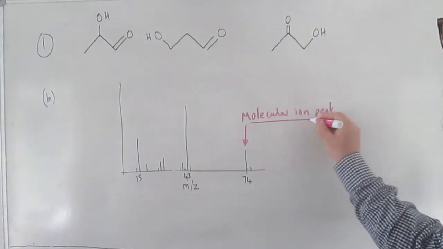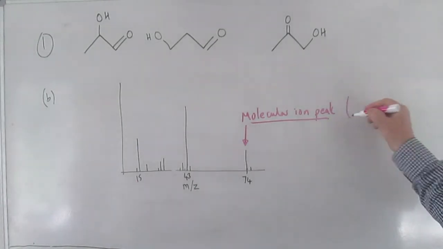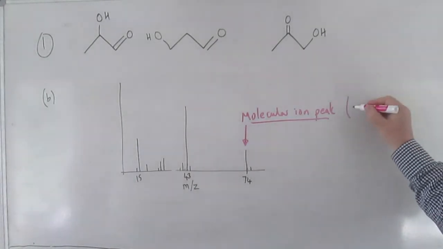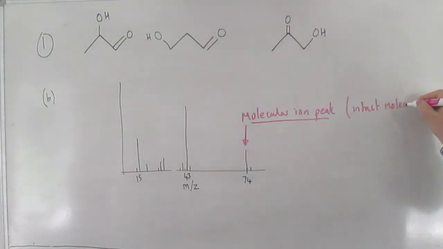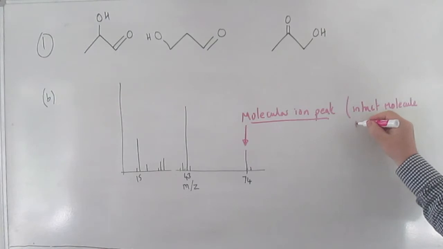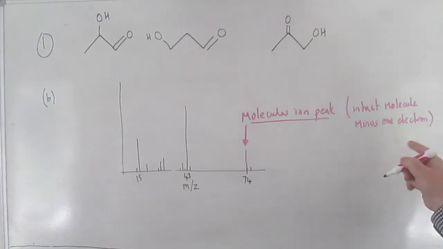Okay, which means that, and you can explain it if you want, although that would really be enough, but you need to know at least that that means that it comes from the intact molecule. It hasn't lost any atoms, you know, minus 1 electron to turn it into a positive ion. That's what the molecular ion is. But you didn't need to explain that there.